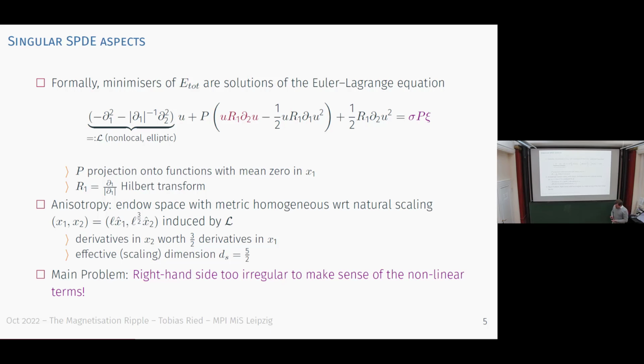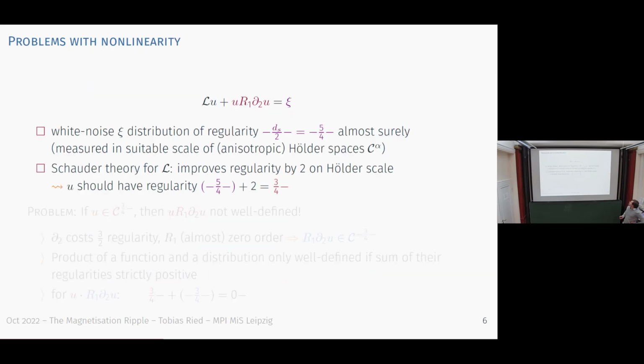This scaling dimension is important because we're dealing with white noise here, and from the effective dimension you can read off the regularity of white noise. We will see that this right-hand side is just too irregular to make sense of at least some of the nonlinear terms here, especially the one that is marked in red. So we will see that this term is actually a dramatic term. For the next slide, let me forget about the other terms. They're fine, and just focus on this simplified equation for now.